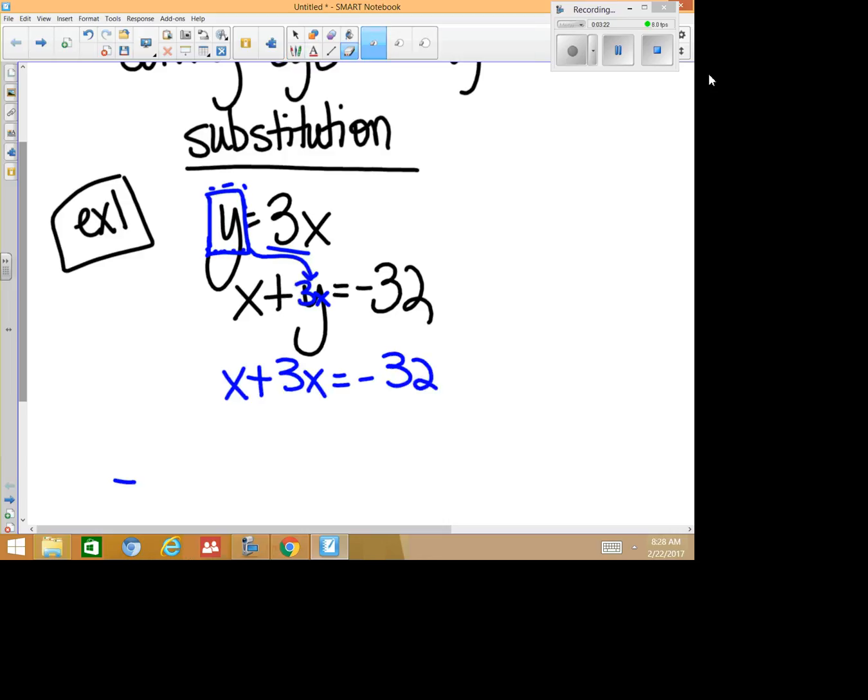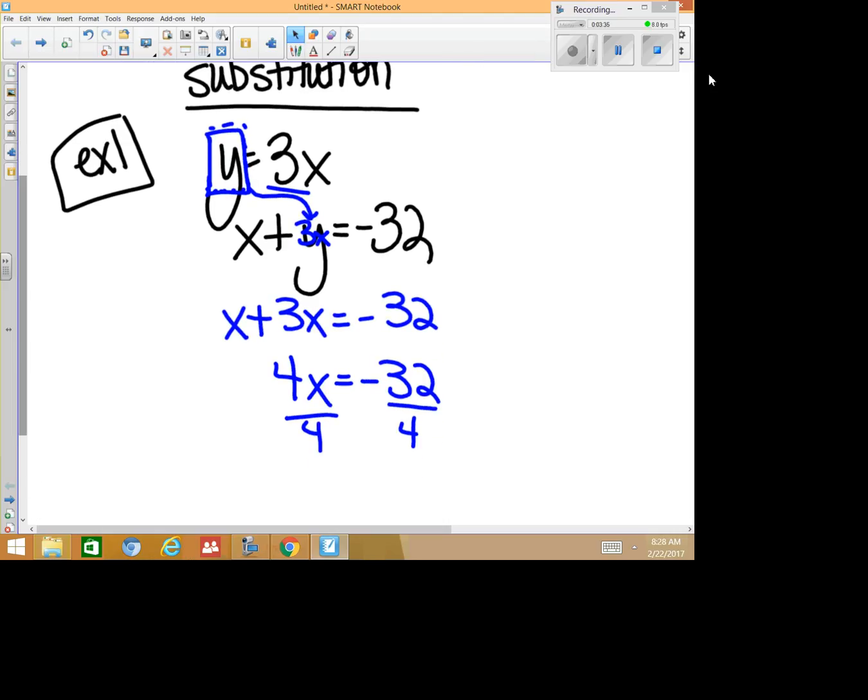How many x's do I have now? I have 4, because you had x and 3x together. Divide by 4. X equals negative 8. The whole purpose of this: at the beginning, I have an x and a y, right? I can't put together an x and a y. One is an x, one is a y. The whole purpose of doing this is to get x's together. I can put x's together, right? I can solve with one variable.